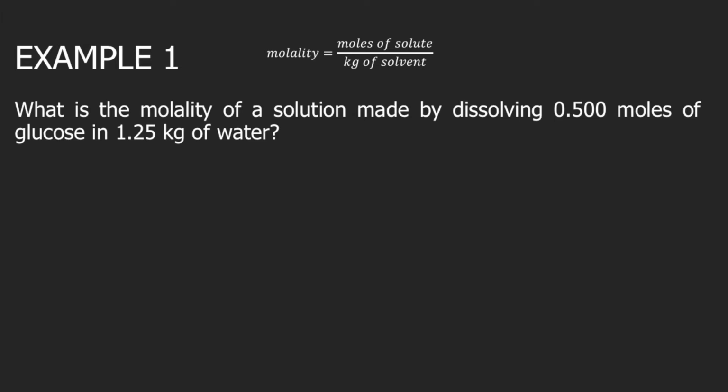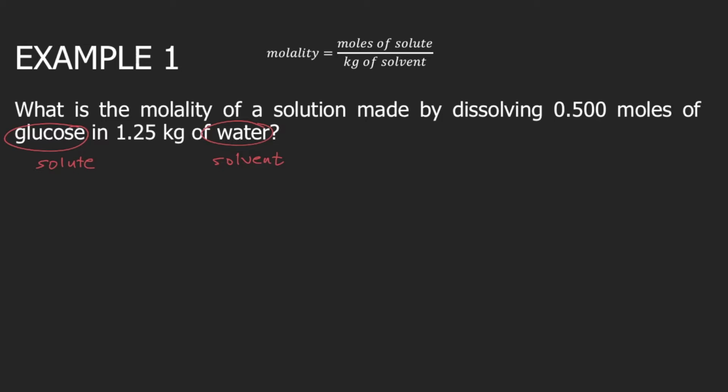Let's proceed right away to example 1. What is the molality of a solution made by dissolving 0.5 moles of glucose in 1.25 kilograms of water? So in this problem, glucose is the solute and water is the solvent. Remember that the solute is the one being dissolved in the solvent.